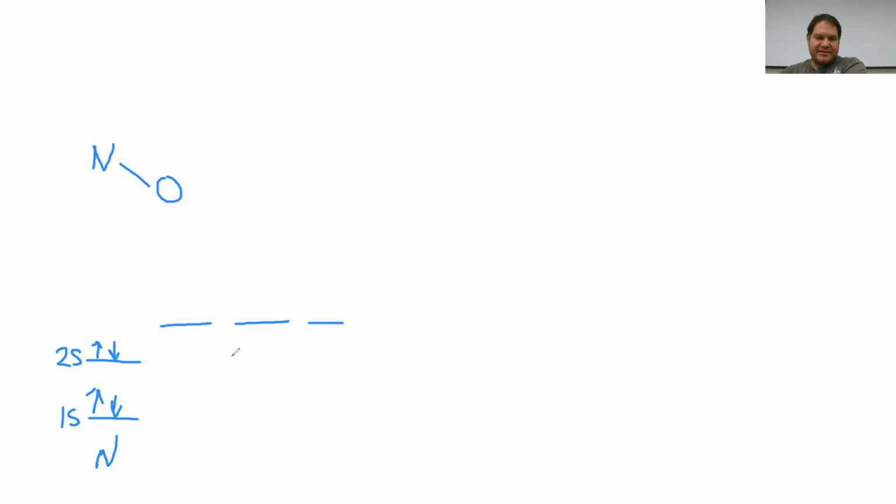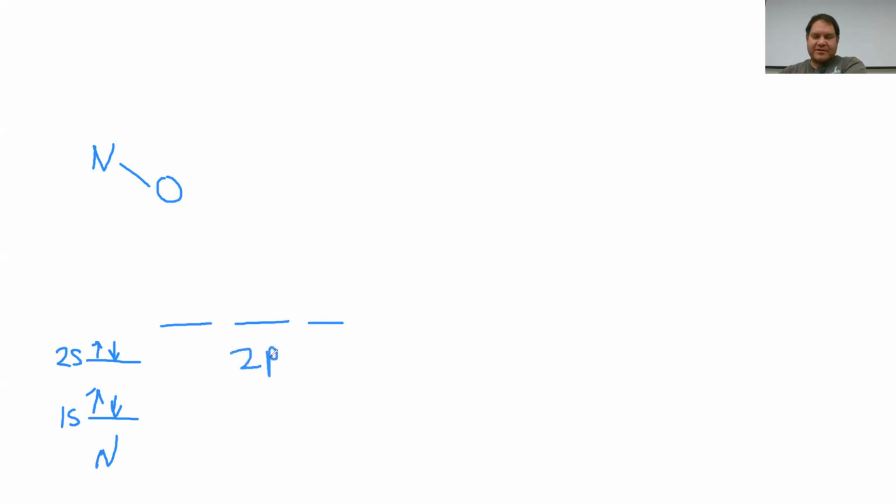Okay. So now let's look at the other one. That's the nitrogen to oxygen decrease. Okay. So again, we're going to look at nitrogen, the electron structure. So nitrogen has a 1s subshell with 2 electrons in it. It has the 2s subshell with 2 electrons in it. But then it has electrons in the 2p.